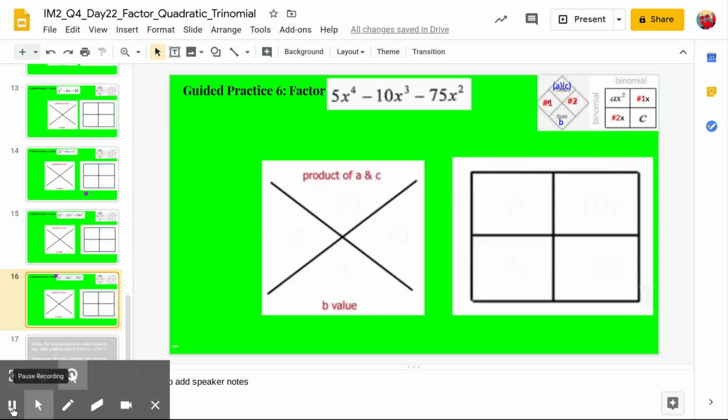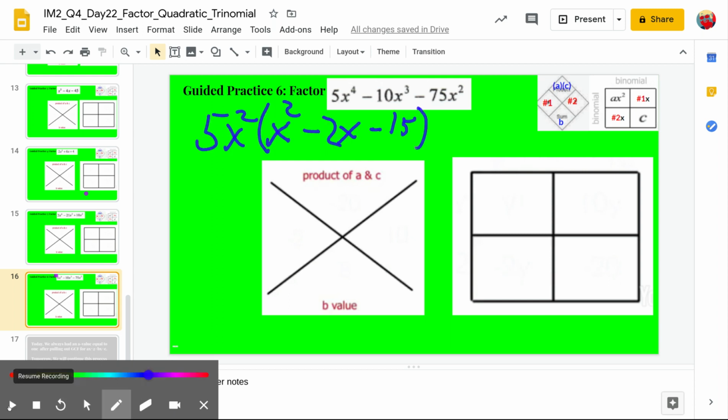All right, last one. We have 5x to the 4th minus 10x to the 3rd minus 75x squared. I'd like you to pull out the greatest common factor. What do we have after you do that? Okay, I hope you found the GCF to be 5x squared. So it's 5x squared times x squared minus 2x minus 15.